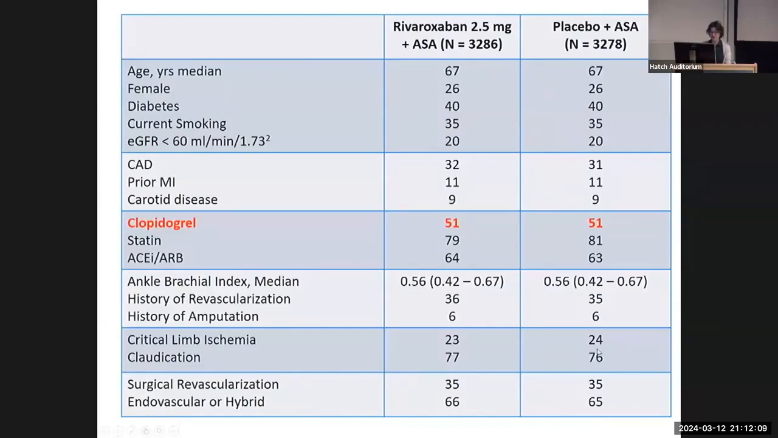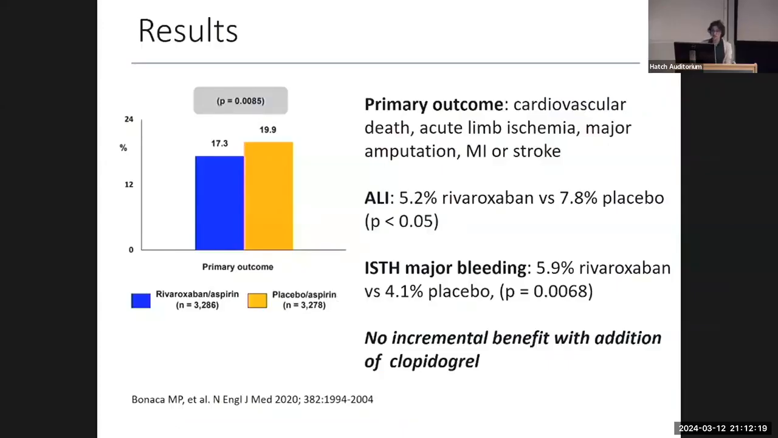And it was pretty fair in terms of reasons for revascularization. About a fifth were getting revascularized for critical limb ischemia, and 2/3 were endovascular. Now, what it showed was a reduction in the primary outcome of cardiovascular death, acute limb ischemia, major amputation, MI, or stroke with low-dose rivaroxaban and aspirin compared to aspirin only. There was a reduction in acute limb ischemia by itself, although again, it came at an increased risk of bleeding. There was no incremental benefit with the addition of clopidogrel.